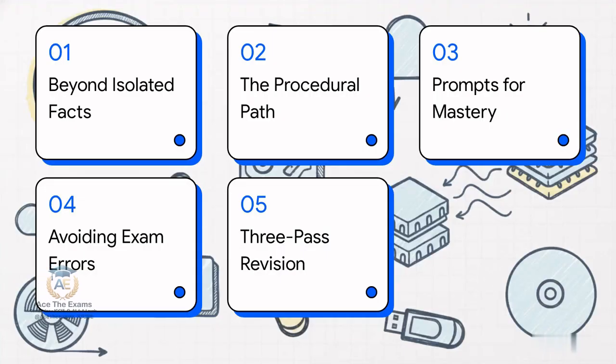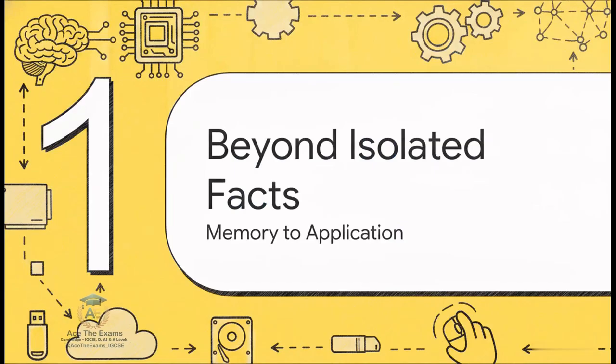Here is our structured syllabus for today's session. Think of it as your production schedule. We are going to transform your answers from basic, generic labels to high-scoring, targeted applications. Let's move straight into Section 1, Beyond Isolated Facts. We're moving from simple recognition to deep understanding and application.